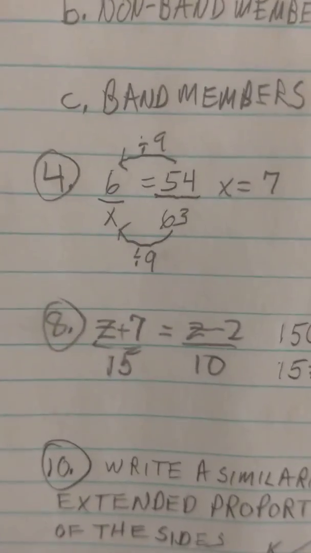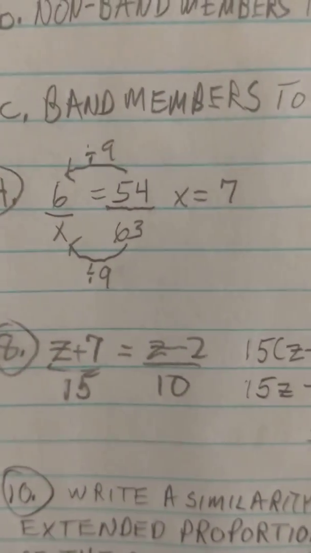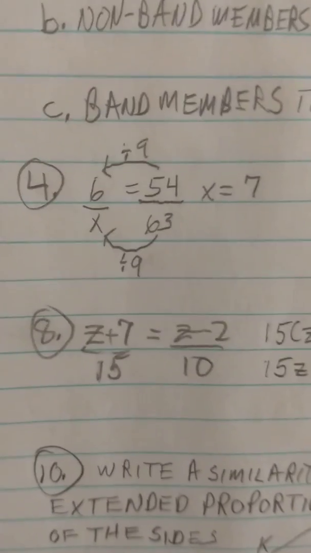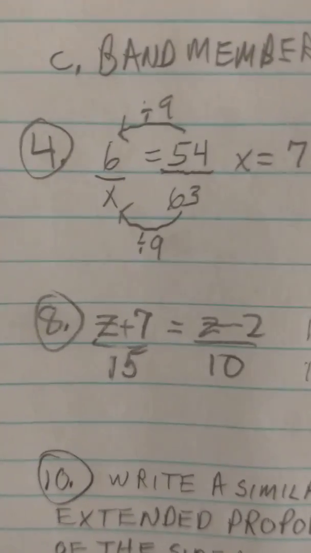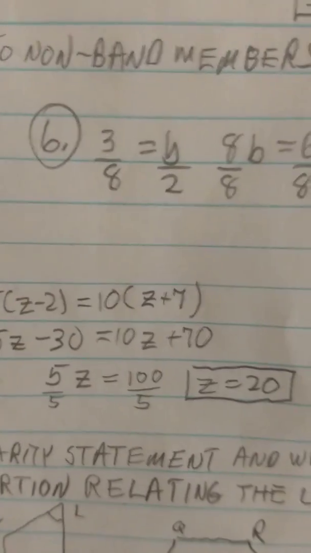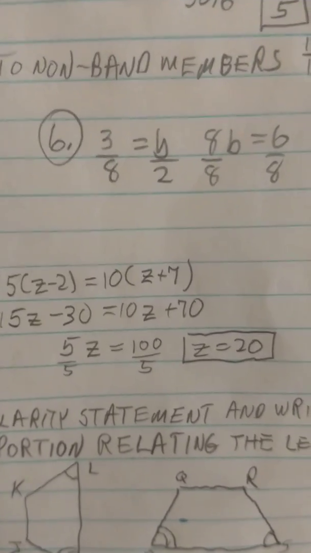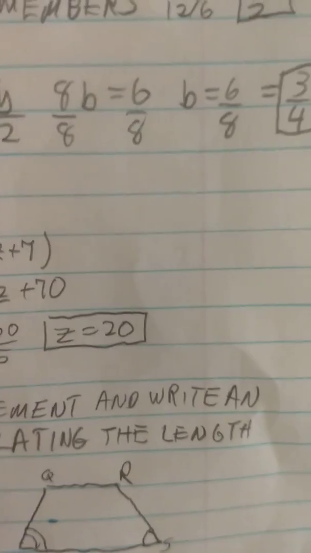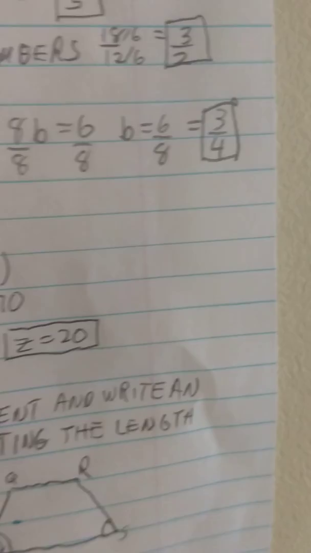Okay, now problem 4 is one where we can do 6 over x equals 54 over 63. You can recognize right off that 54 divided by 9 is 6. So therefore 63 divided by 9 must be 7, and that gives us our answer, x equals 7. Okay, now if we have the proportion 3 over 8 equals b over 2, then we'll cross multiply 8b equals 6, and b equals 6 over 8, simplified to 3 over 4.